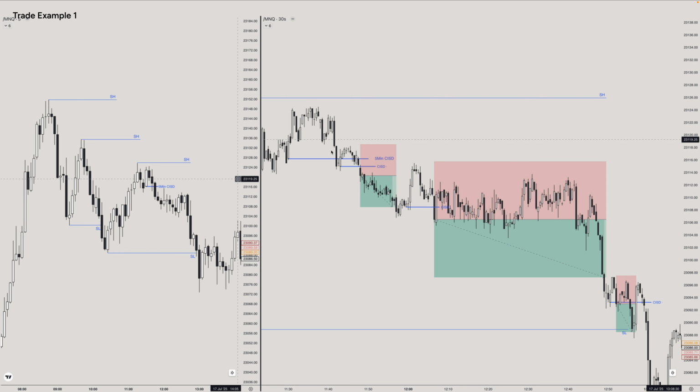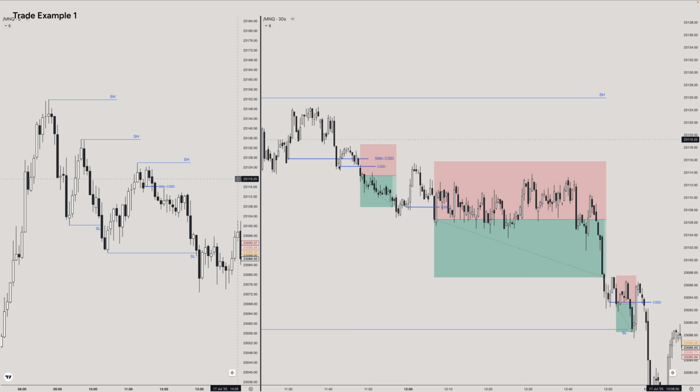Now here, I'm waiting for a 30-second candle to close below this line, this 5-minute CISD line. As soon as this candle closes below, that is my confirmation of the higher time frame telling me, hey, this trend pullback on the 5 minutes is now exhausted and price is now going down towards our 5-minute swing low.